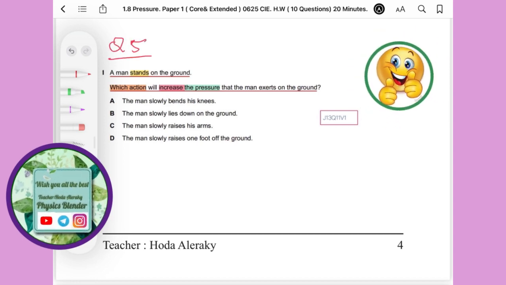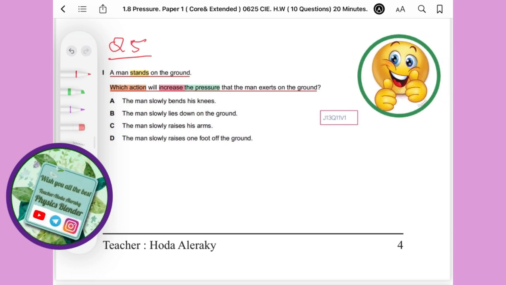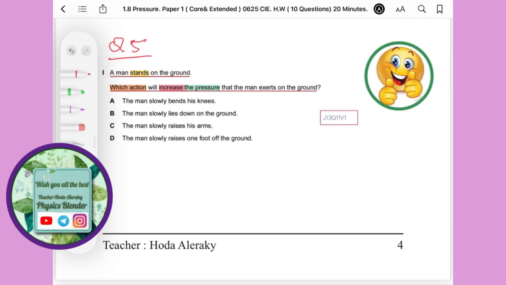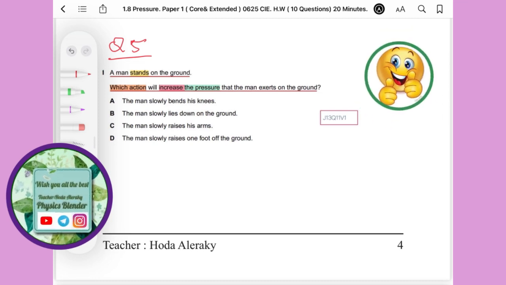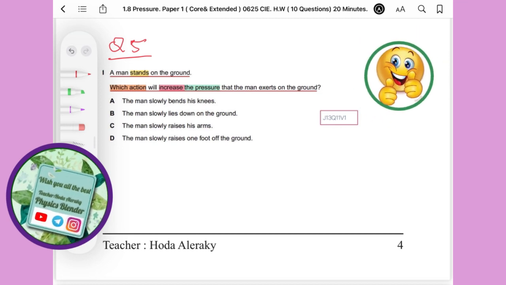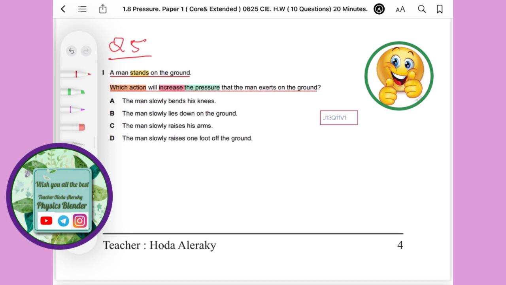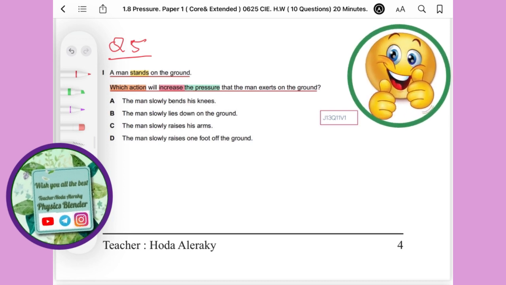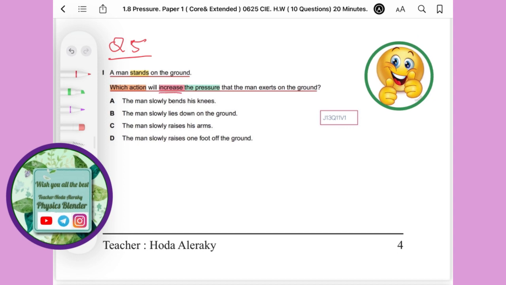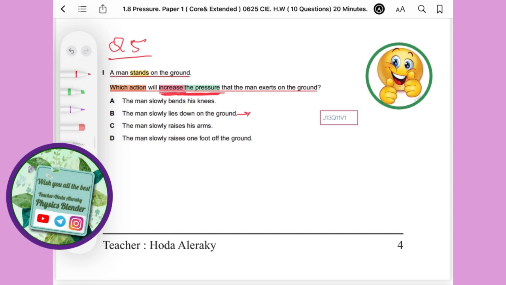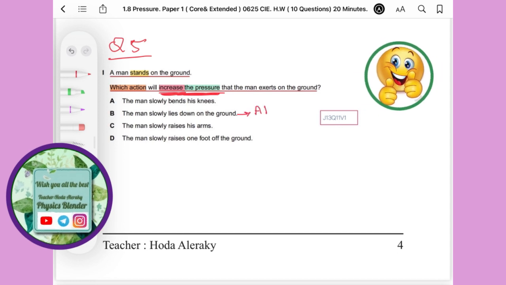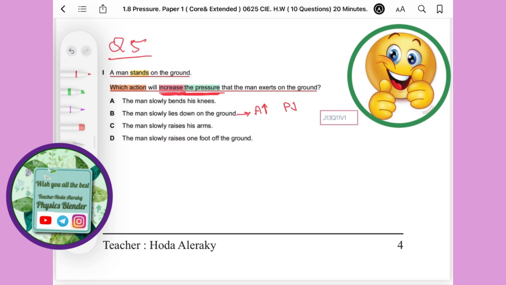Question 5, here we have a man standing on the ground. Which action will increase the pressure that the man exerts on the ground? The man slowly bends his knees. No, irrelevant. The man slowly lies down on the ground. Okay, it's relevant, but here the pressure will be less, not more. We are looking for increasing pressure. In this case, the contact area increased and pressure decreased.